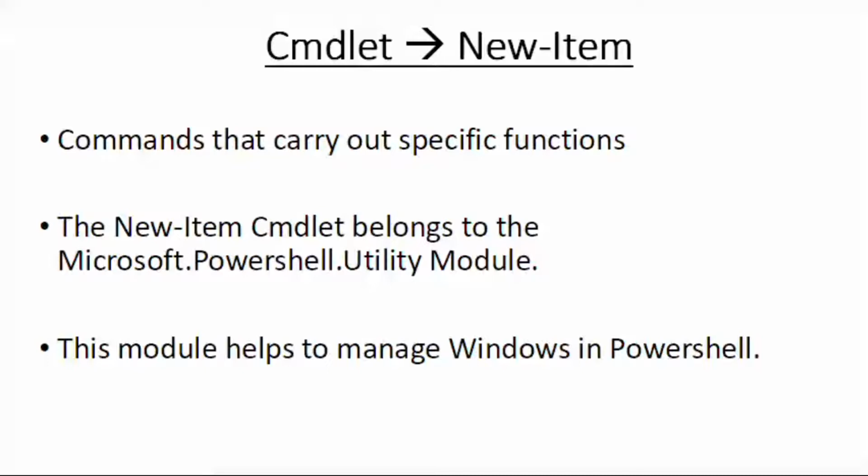The Microsoft documentation describes New-Item as a cmdlet that creates a new item and sets its value. The type of item created depends on the location of the item. In the file system, New-Item creates files and folders, whereas in the registry, it creates registry keys and entries.